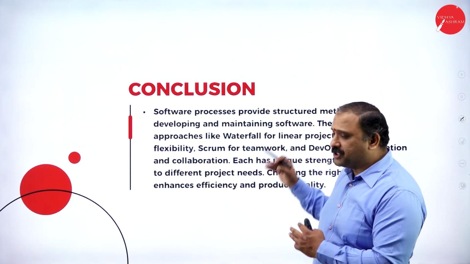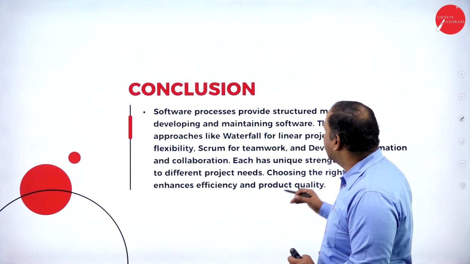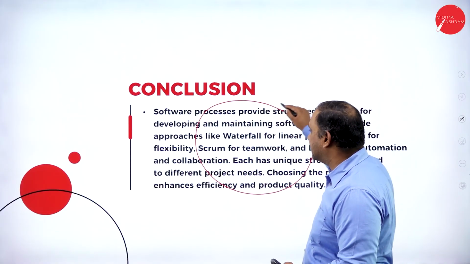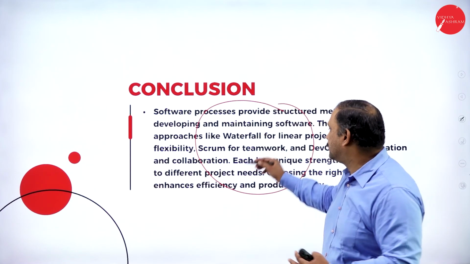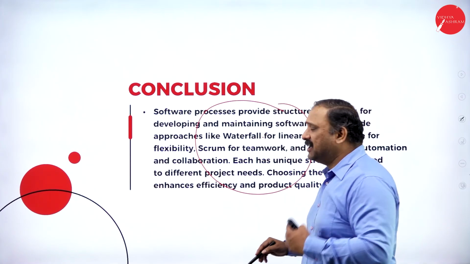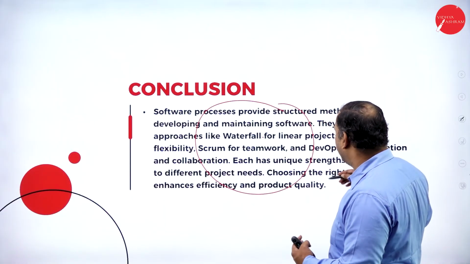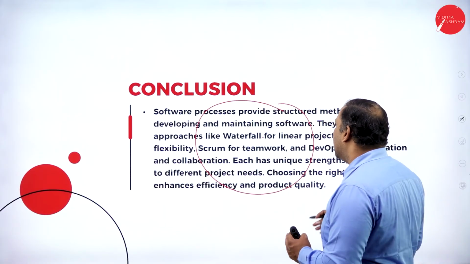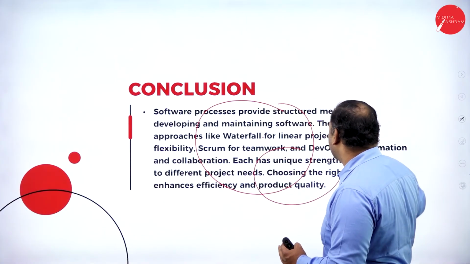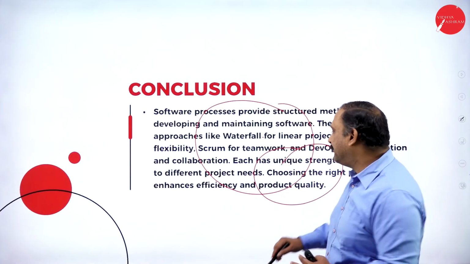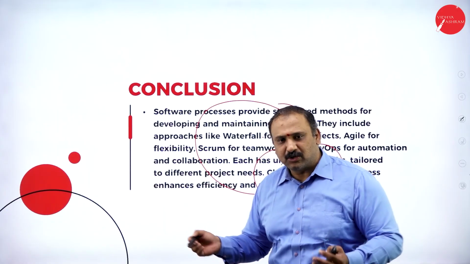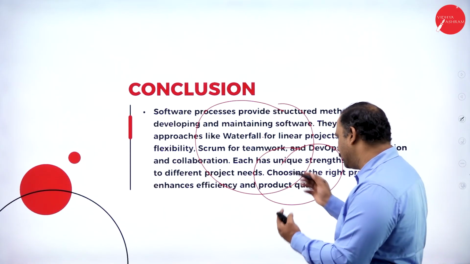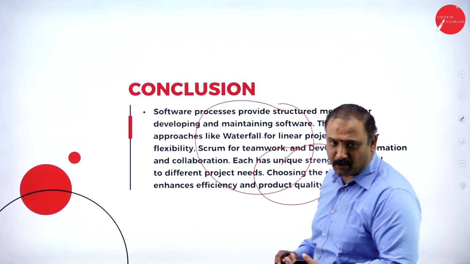Now, the conclusion on the software process is that it provides a very, very structured method for developing and maintaining software. There are approaches like Waterfall for linear projects, Agile for flexibility, Scrum for teamwork, and DevOps. All these things matter a lot for us, and each one of them has a unique strength tailored to different projects and different needs altogether.